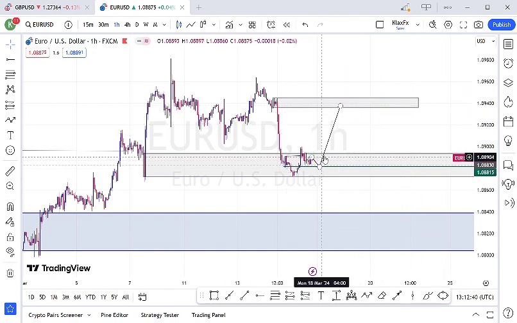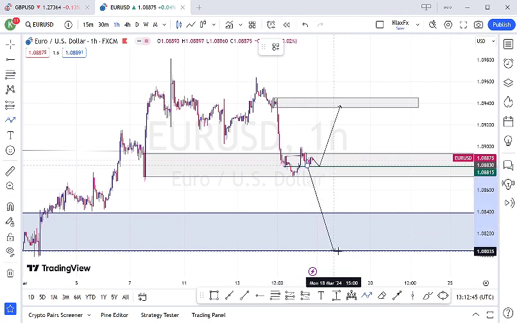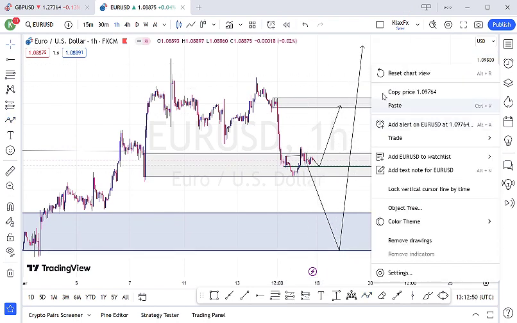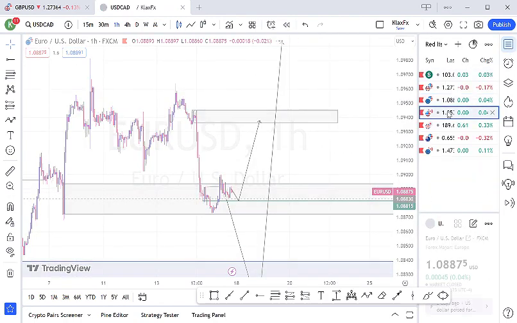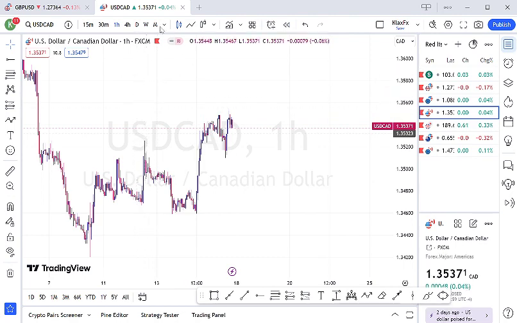But if price fails to hold from this zone, like I said earlier on, then I will be buying aggressively inside of this zone once I see a confirmation to continue buying upward. So these are my buyers for EURUSD. And my last pair I'm looking at is USDCAD.